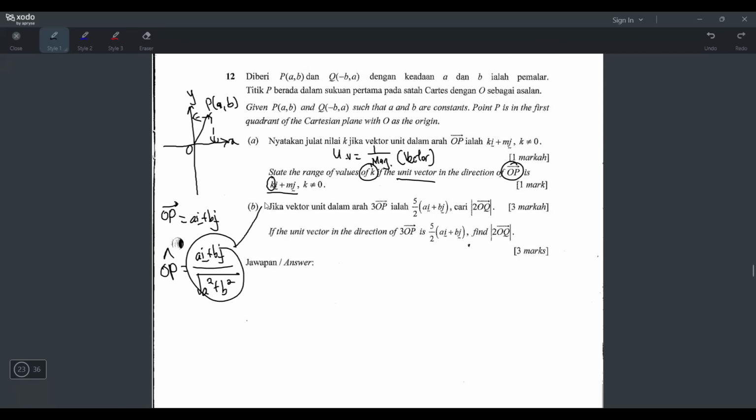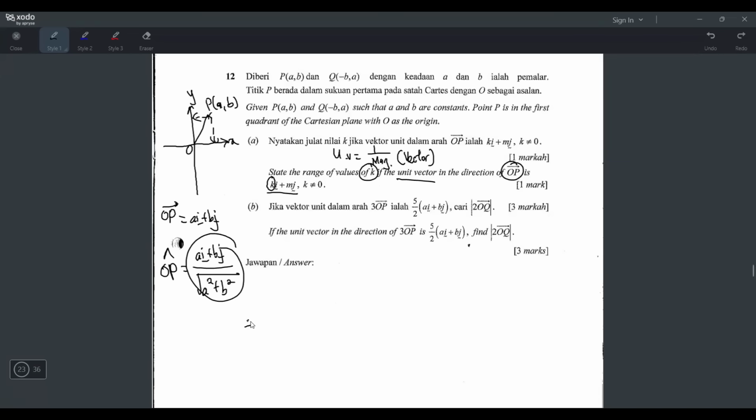But if you want to compare it to this, how? So I want to write down the range of values of K, right? First of all, I know that K cannot equal 0 because they already mentioned here, right? And K is actually the number here. Okay, imagine A is positive, B is also positive, because it's in the first quadrant.